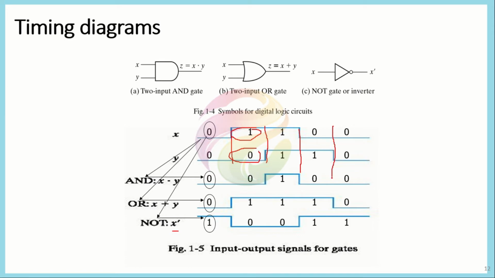And for the next part, we have 0 and 1 here. In this case, the AND will result in 0, but the OR will result in 1. And in the last case, when x and y are both 0, then we will have AND equal to 0, OR equal to 0. And because we are taking the complement of x, we will have x complement equal to 1. So in this way, we represent different operations in the form of a timing diagram.